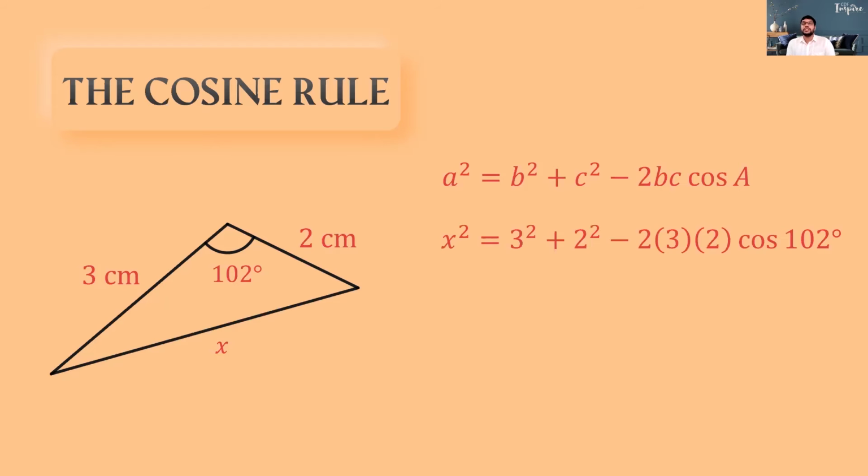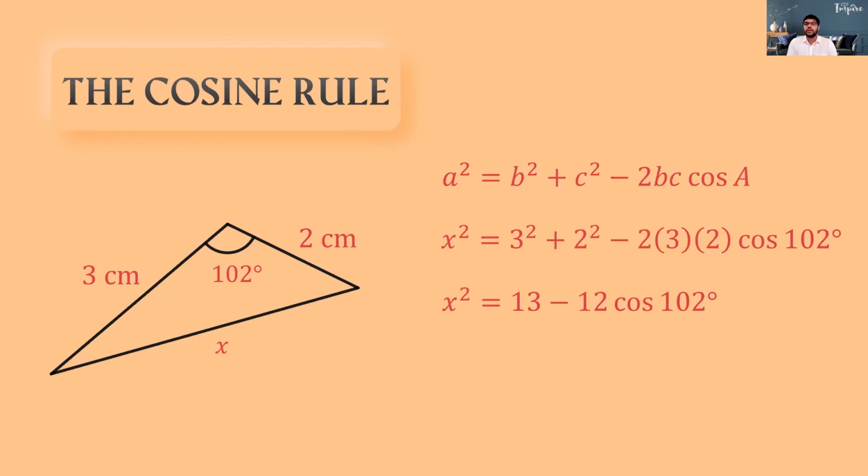So children, let's substitute the values. A squared is x squared; b squared plus c squared is 3 squared plus 2 squared, minus 2bc. That's 2 times 3 times 2 cos A. A is the angle opposite to x, the angle in between the 3 and the 2, that is going to be cos of 102. Now let's simplify this a little bit, right?